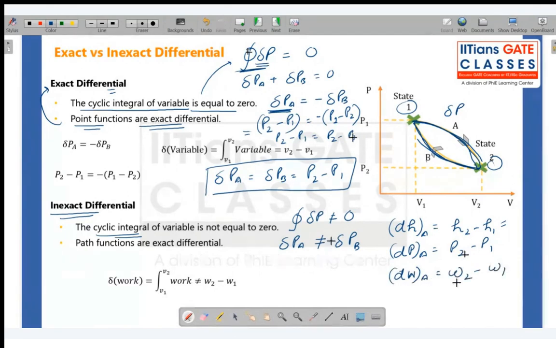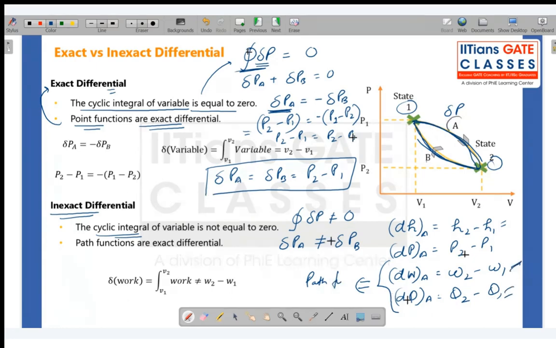Have you seen this equation anywhere? Work 2 minus work 1, or change in heat for path A is equal to Q2 minus Q1. Have you seen this equation anywhere? Yes or no? You cannot see this, because these are path functions. You cannot calculate them simply by this.